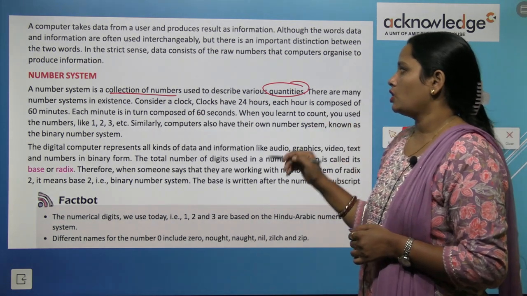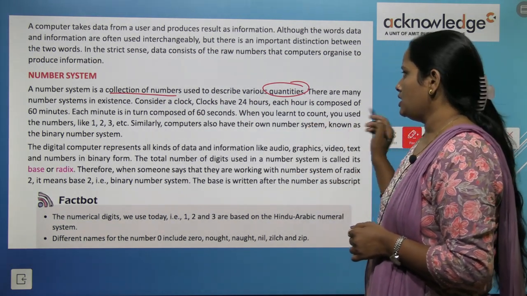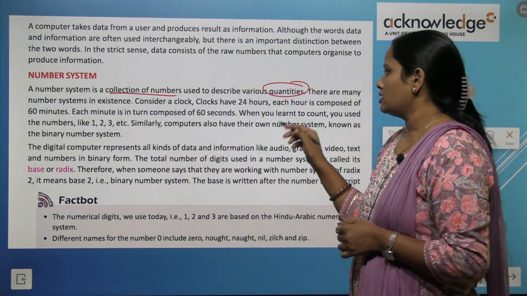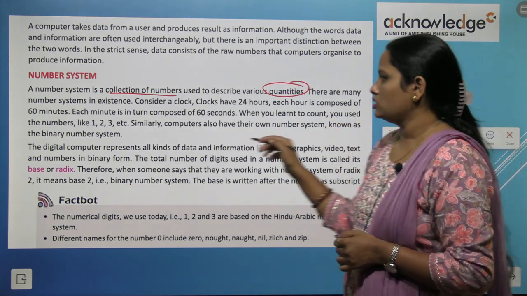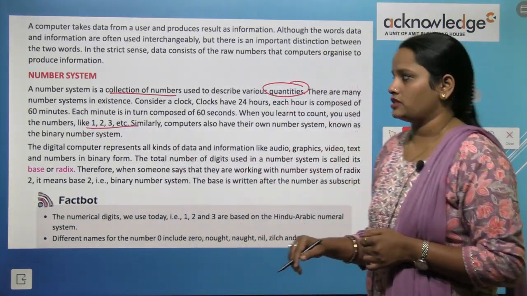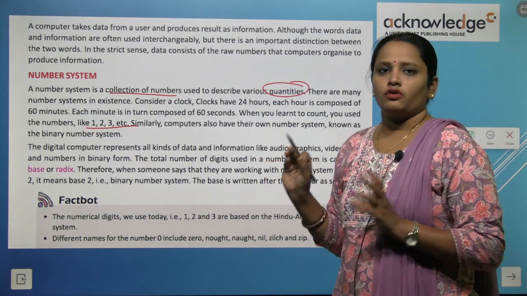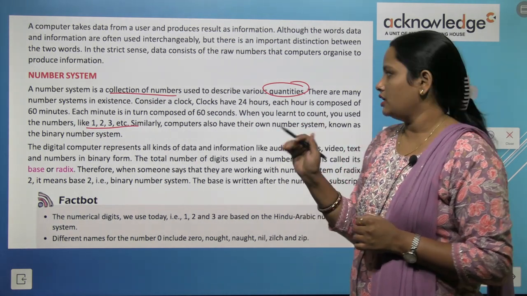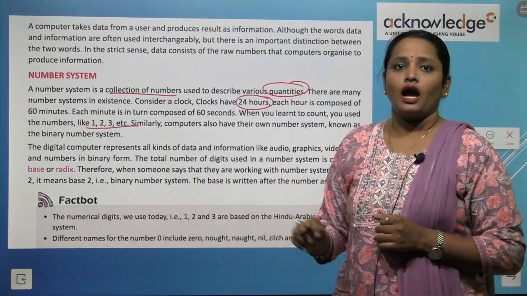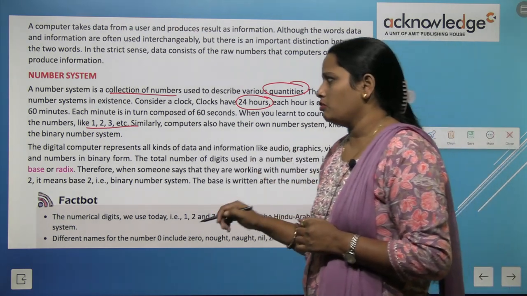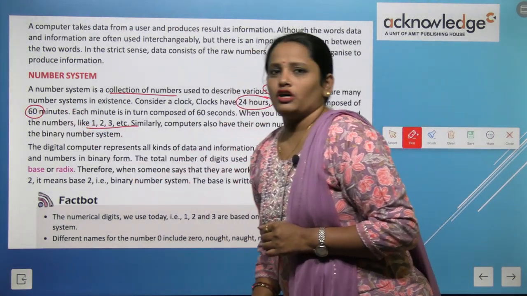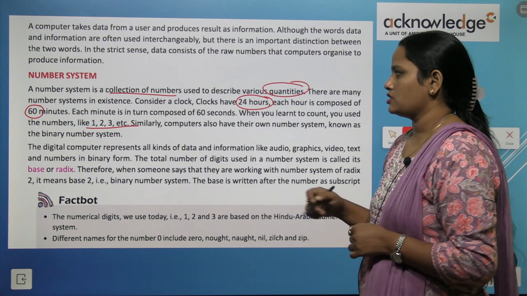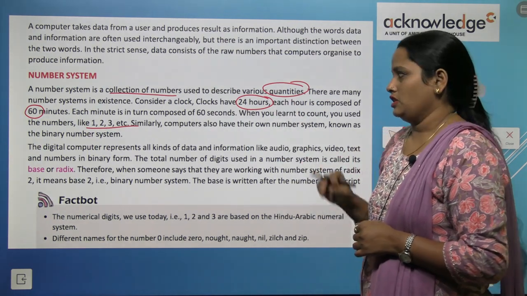Consider a clock. Clocks have 24 hours. Each hour is composed of 60 minutes. Each minute is in turn composed of 60 seconds. When you learn to count, you use numbers like 1, 2, 3, etc. So here it is telling that when we see a clock, we can see it has 1 to 12 and it shows us 24-hour time. And in 1 hour or 1 minute, we use the number 60. 1 hour is equal to 60 minutes and 1 minute is equal to 60 seconds. So, we work on the number system here.